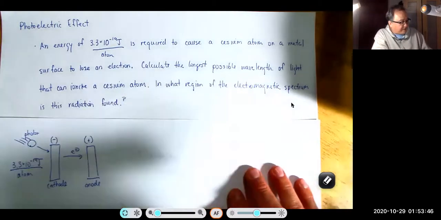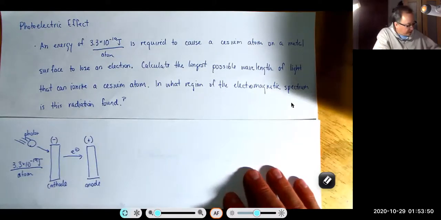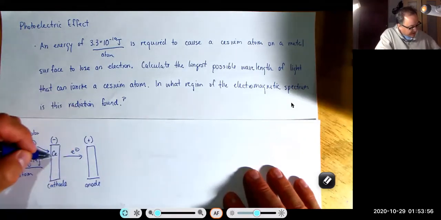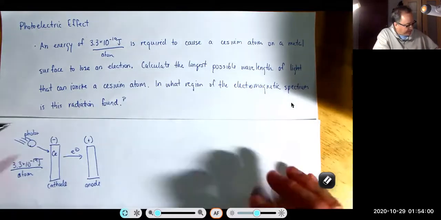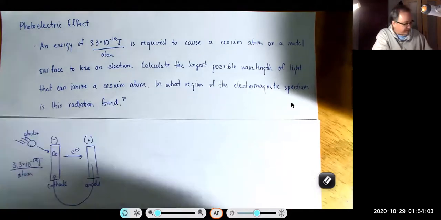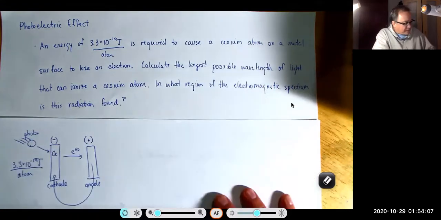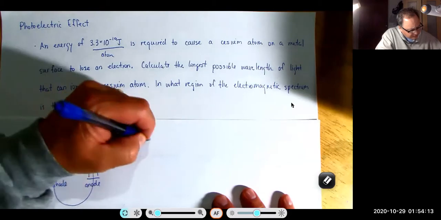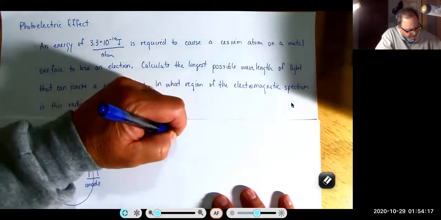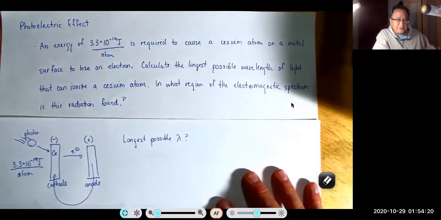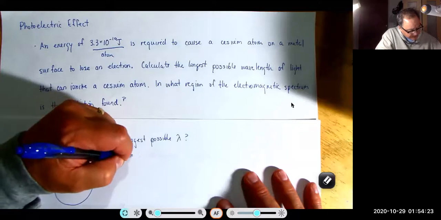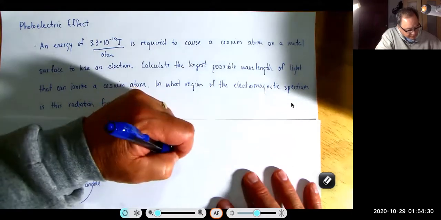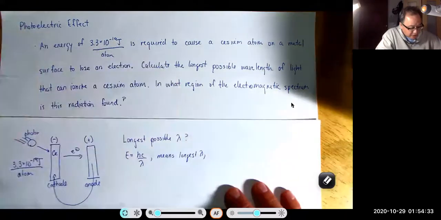Calculate the longest possible wavelength of light that can ionize a cesium atom. So remember, we've got a cesium atom here, and it's just lost an electron, and that cesium atom has become a cesium cation, okay? And that electron's eventually going to come back and turn that cesium cation back into a cesium atom. Okay, so what does this mean? The longest possible wavelength. Well, we need to remember that the relationship between wavelength and energy is as follows: E equals hc over lambda. So this means for the longest wavelength, we're looking for the lowest energy.